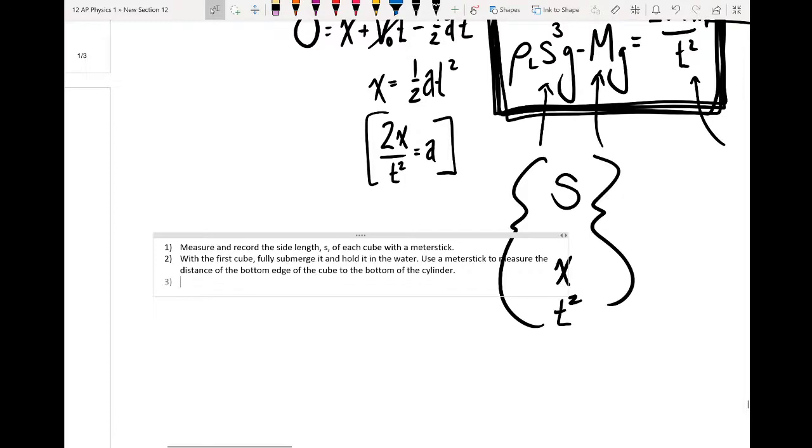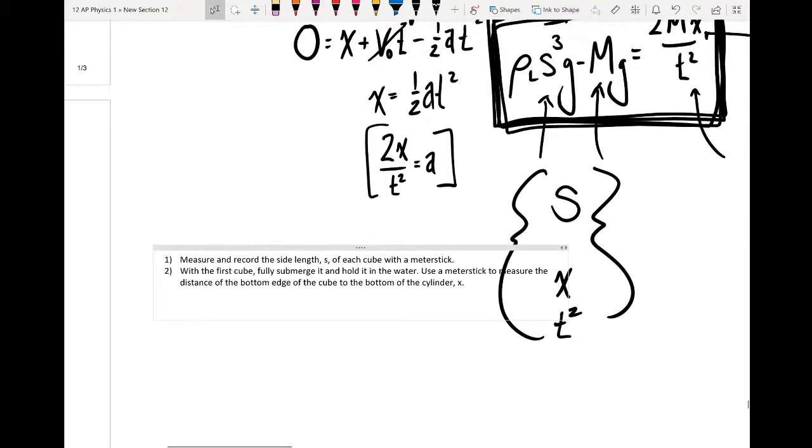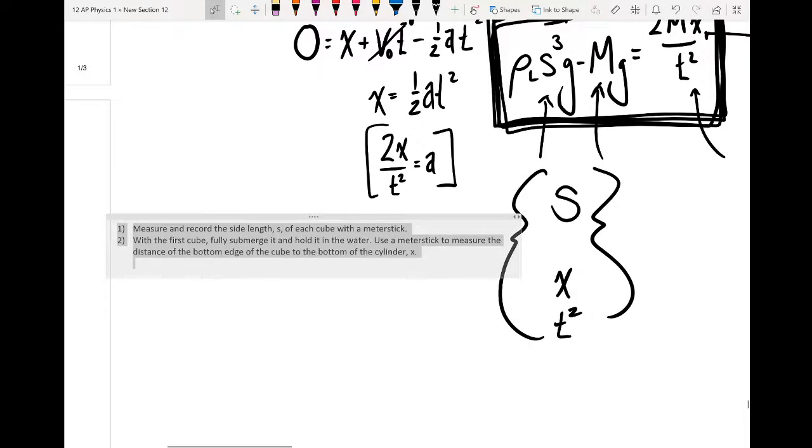So we're saying this is the quantity that we want, and I will define it using a meter stick to measure the distance of the bottom of the cube to the bottom of the cylinder. That's our quantity. Okay, so we talked about how we can get x, and now the final variable that we need is really just this time.